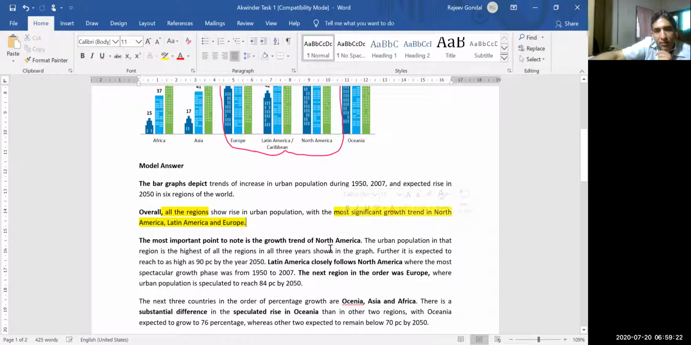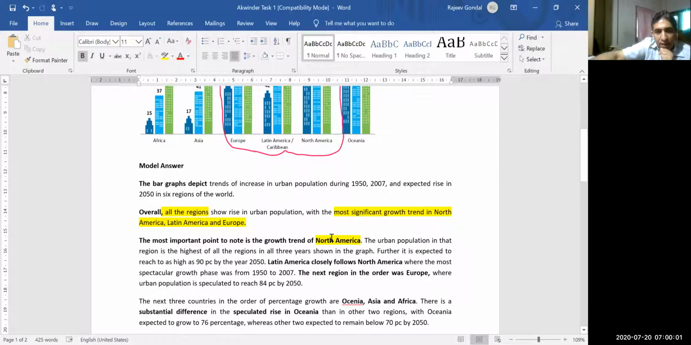So you have given some important information here, that all the regions have shown a rise with the most significant rise in this area. Then you say the most important point to note is the growth trend of North America. So this is your first agenda. You're talking about North America first, and this is your topic sentence for the second paragraph. Look at this, the language is very simple. We are not using any fancy words here. And that's what you're supposed to do. Write it in a very simple and easy to understand manner.